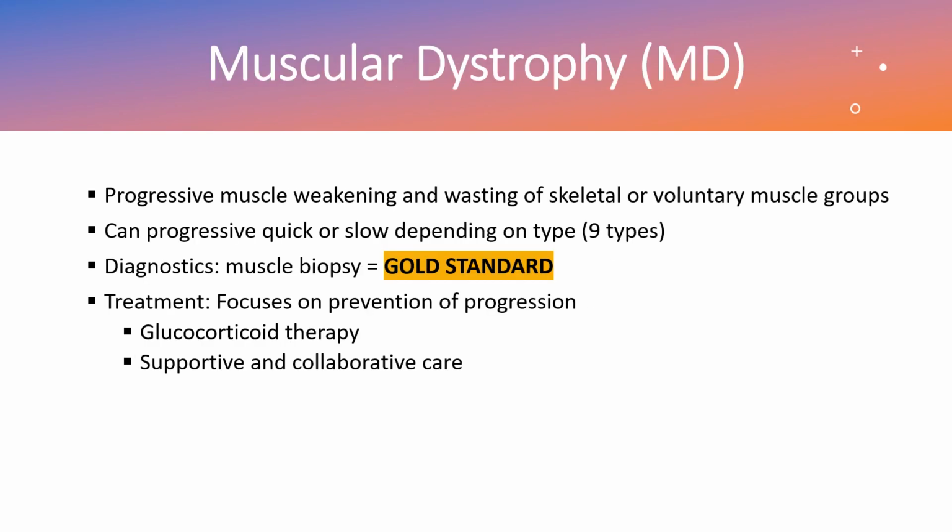Muscular dystrophy. This is a disease with a lot of different subtypes that affect certain muscle groups. They're age specific in relation to presenting symptoms. They have variations in severity and are caused by a defect in different genes. The primary symptoms are progressive muscle weakening and wasting of skeletal or voluntary muscle groups. Depending on the type, this can progress really fast or have a slower progression.